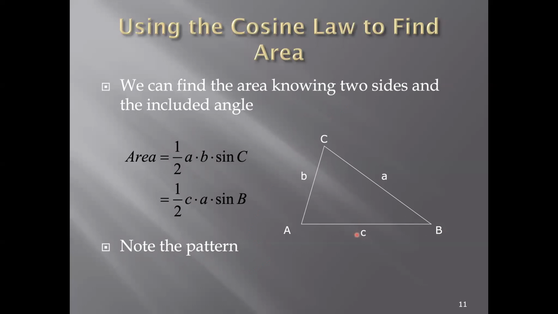So given two sides and included angle, we can always find the area of a triangle by just taking note of the pattern. Again, that is 1/2 of AB sine C, or 1/2 of AC or CA sine B, or we can also use 1/2 of BC or CB sine A. So there are three different formulas that we can use.